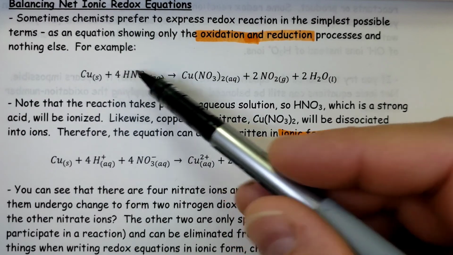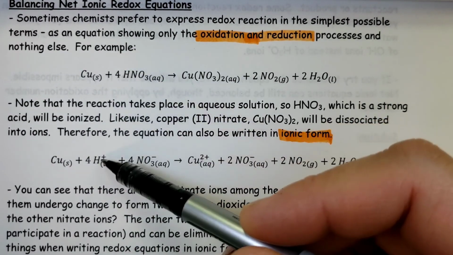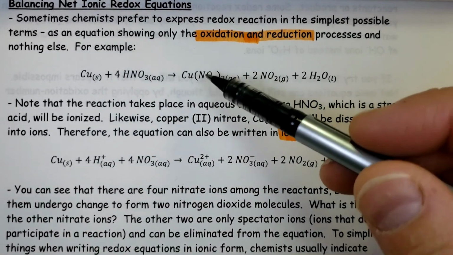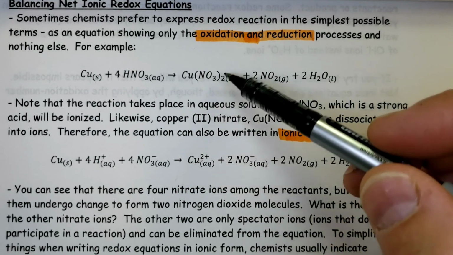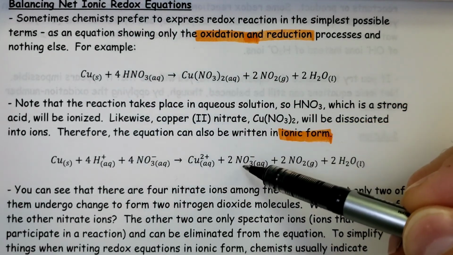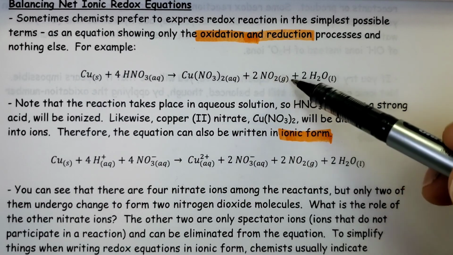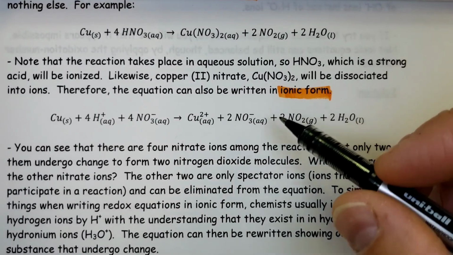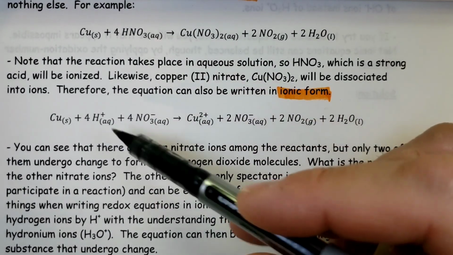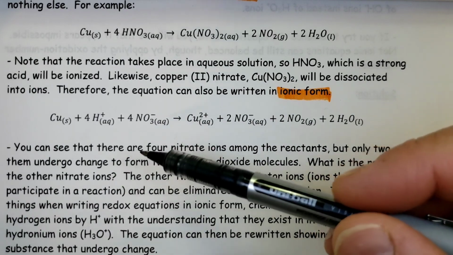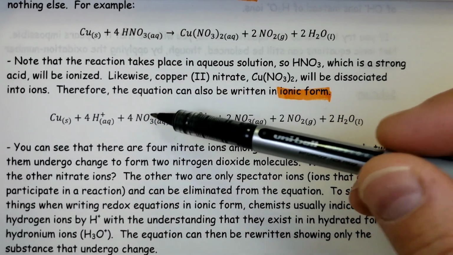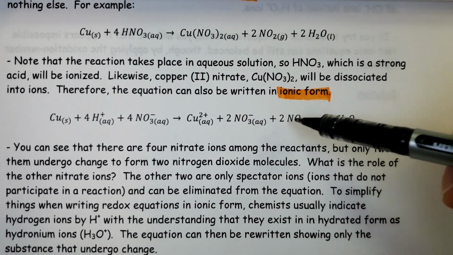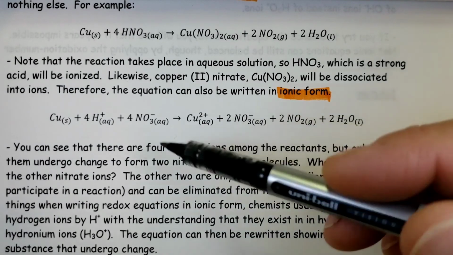So this 4 applies to the H's, right? Because if I had 1 of these, it'd be H plus NO3 minus. But since I have 4 of them, there's 4 of each. Copper nitrate, for every 1 copper I have floating around, I have 2 nitrates floating around. This is a gas form, so it just stays together, and this is liquid, so it just stays as liquid. Okay, so that's considered to be ionic form. Anything that's aqueous is dissociated into ions. You can see that there are 4 nitrate ions among the reactants, but only 2 of them undergo change to form nitrogen dioxide molecules. What's the role of the other ones?